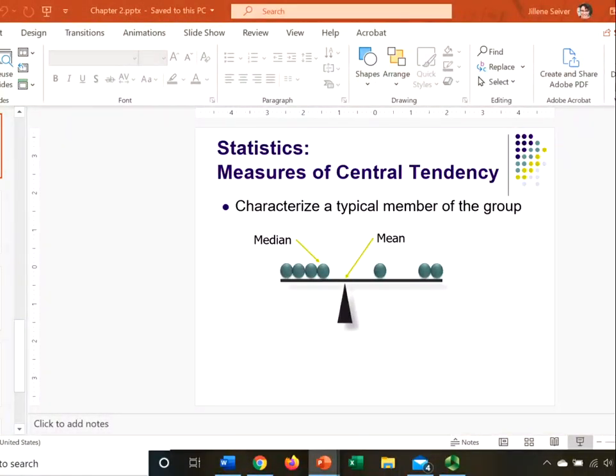So, there are two main types of statistics. There are the measures of central tendency, and then there are the inferential statistics that we can use. So we're going to start off by talking about the measures of central tendency.